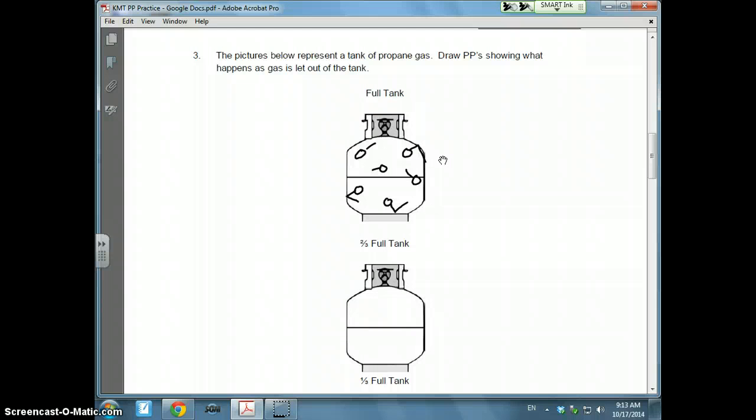For 2/3 of a full tank, now the thing that changed is that there's less particles in there. So I'm just going to say that instead of there being 6, now there's 5. And there should probably be a little less pressure in there too. So instead, I'll fix this one a little bit here, make it easier. So now I'll say that only 2 pressure events happened.